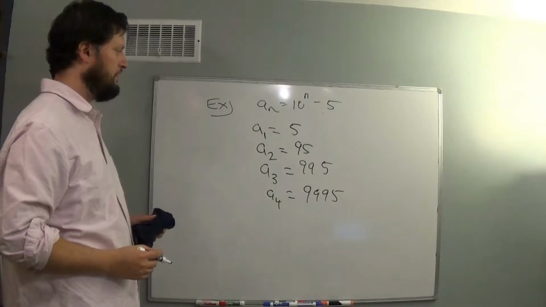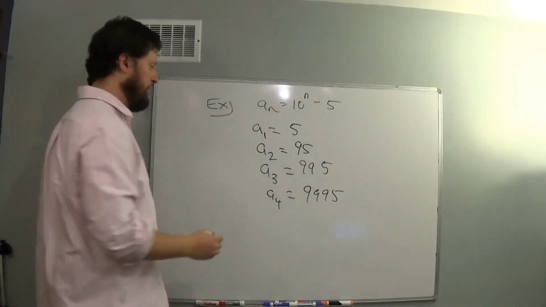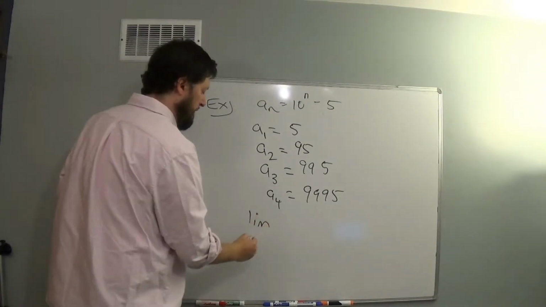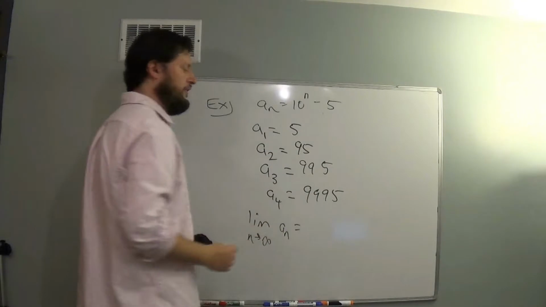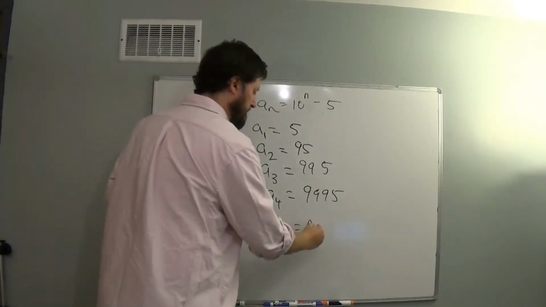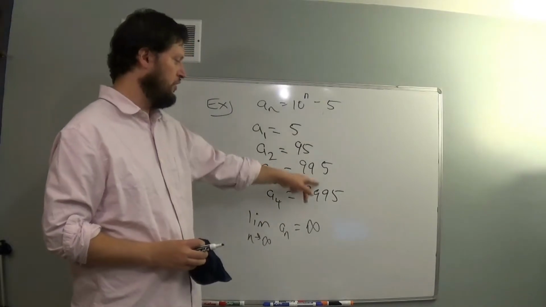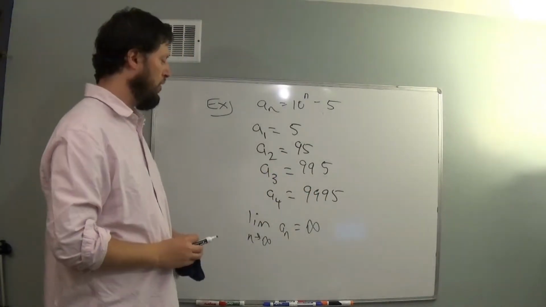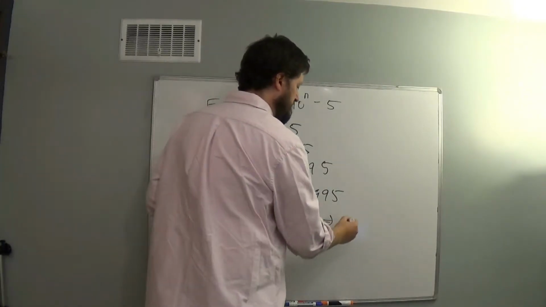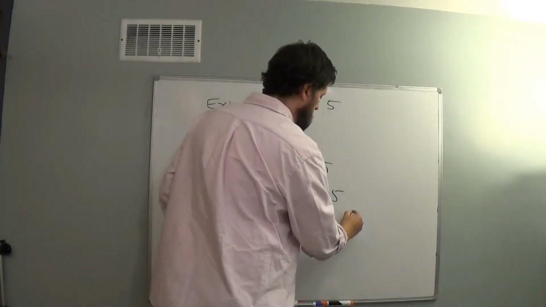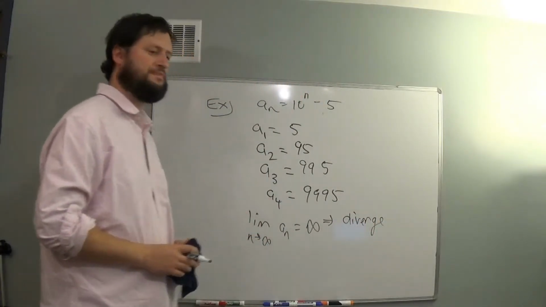9,995. These numbers are obviously getting really big. This is going to get very, very big as well. If we had to make a plausible guess for the limit as n goes to infinity of a_n, I would say that this limit is infinity. This limit does not exist. It doesn't go to some finite number. It's going to go all the way up to infinity. So what that means is this sequence diverges. It does not converge. It does not have a limit.